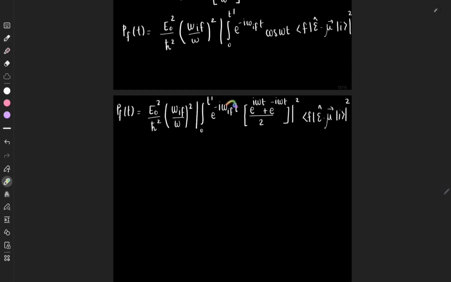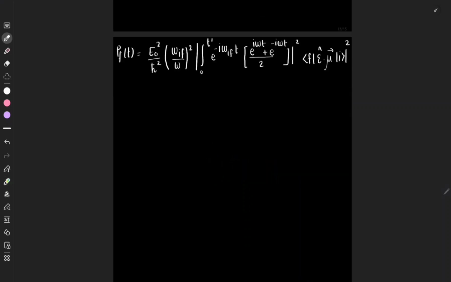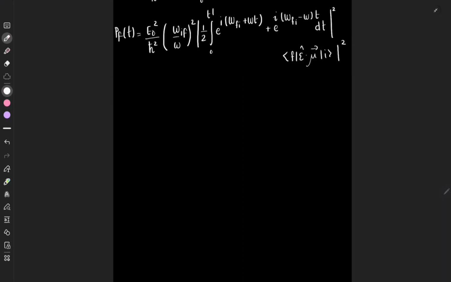And this term, minus omega fi, is nothing but plus omega fi. So I can write this thing here, and this term becomes omega fi, and then I have to open it, so it will become omega fi plus omega t, and omega fi minus omega t. From omega fi it becomes fi, that's it. Okay, fine. So that's the next substitution.